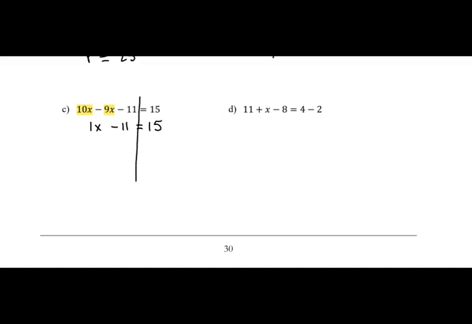All right, my x is on the left, so I'm focusing on the left side, and I'm going to add 11 to both sides because I'm already subtracting 11. I need to make that negative 11 a 0 by doing the opposite. So if I'm subtracting a number, I need to add that same number. So plus 11, plus 11. So I will have 1x, negative 11 plus 11 is going to give me a 0. And then 15 plus 11 is going to give me 26. And I can drop the 1 and have x equals 26.